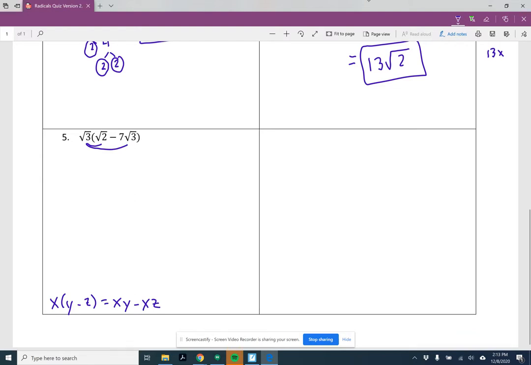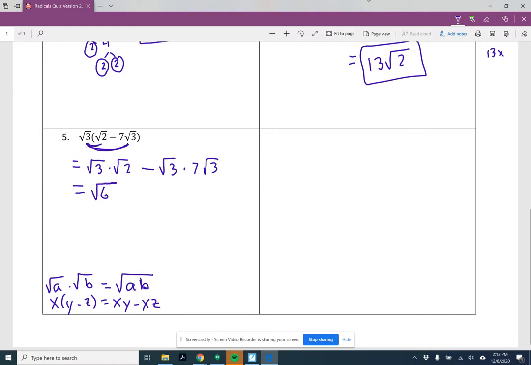So I'm going to begin by doing square root of 3 times the square root of 2. And then I'm going to multiply the square root of 3 times the 7 square root of 3. Okay, square root of 3 times the square root of 2 is the square root of 6, because we have a property of radicals that says the square root of a times the square root of b is the square root of ab. So the 2 and 3 multiply together.